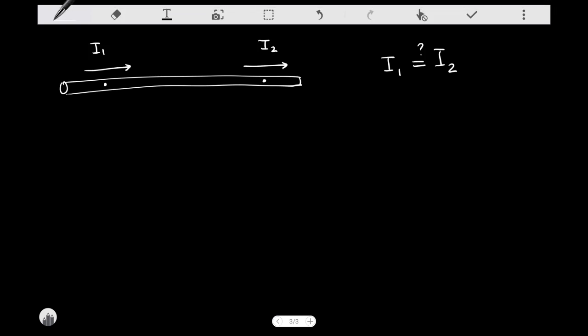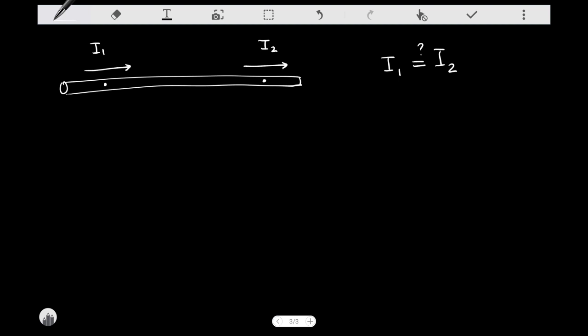A related question is this. Suppose we have a wire and we measure the current at two different locations. Let the current in here be I1, current in here be I2. Question is this: should these currents be the same?